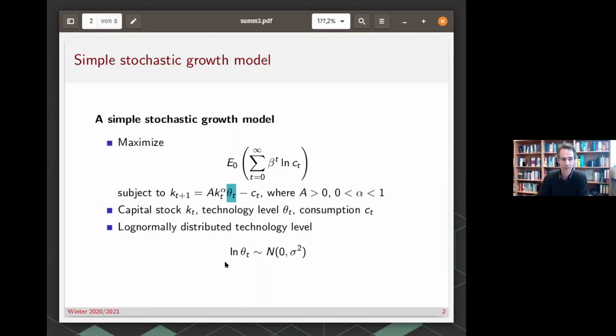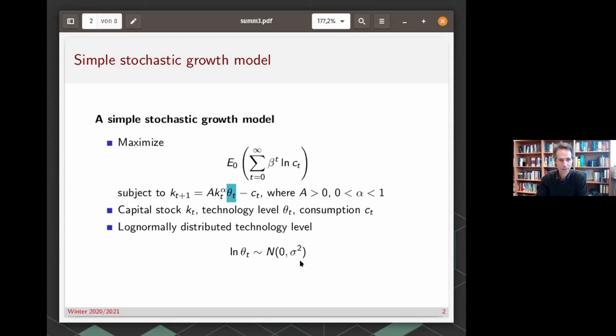To assume without any difficulty that the technology level is time dependent. So if it's very high today, it's likely to be high again, relatively high tomorrow, and so on. But I think this is a good choice because on the one hand side, it's more complex than just a finite number of values. So here we have a continuous distribution, but on the other hand, it's relatively simple because it's IID, so it's independent over time.